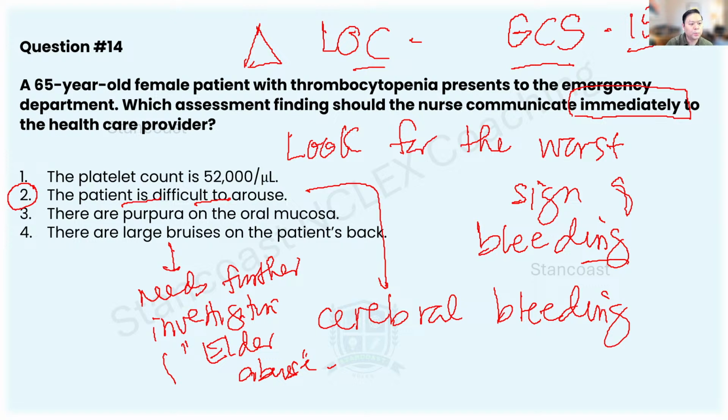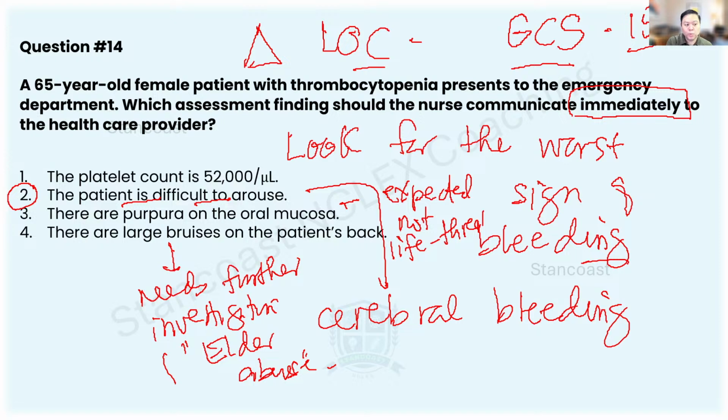3, there are purpura on the oral mucosa. Will that really call for an immediate notification to the doctor if there is presence of purpura? These are going to be expected findings, guys. So there's not really a need for us to immediately notify the doctor. It's not life-threatening. So this is expected, not life-threatening. Okay.